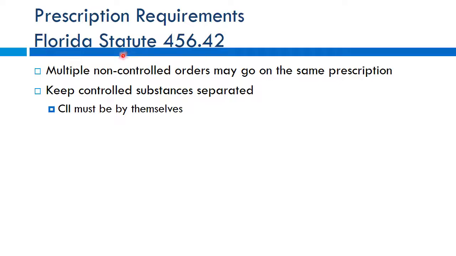You can write for multiple scripts on the same piece of paper. That's totally fine. We like to keep controlled substances off of those same other scripts because, again, those get filed differently, and there are other regulations that go along with those. And then very specifically, C2s, we'll talk about controlled substances in a second, but C2s are the most controlled, essentially, and these have to be by themselves because they get handled very differently from other types of prescriptions.